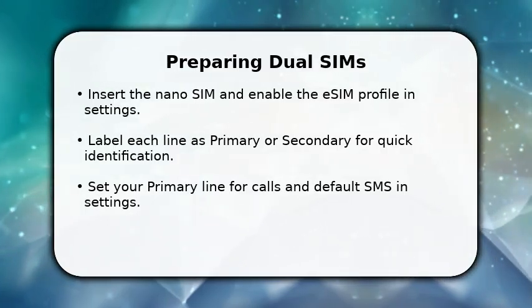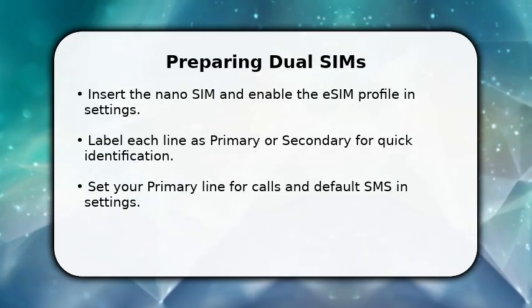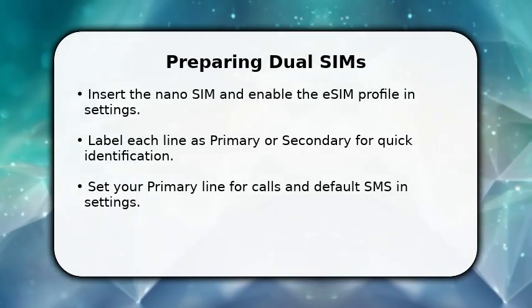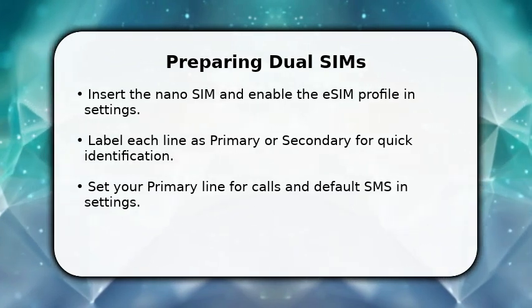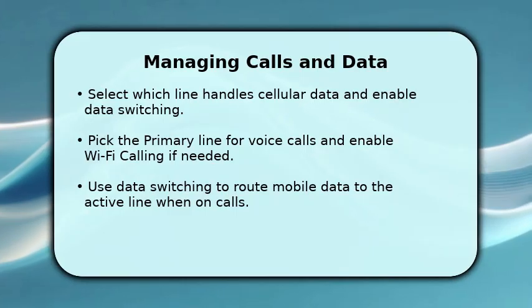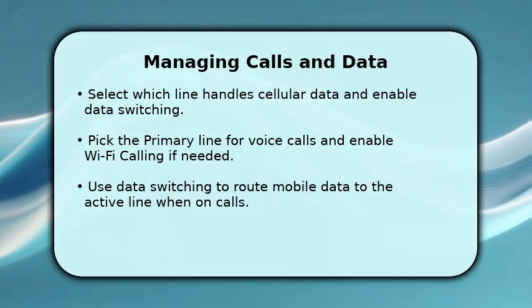Label each line as primary or secondary so you can identify them quickly. Finally, set the primary line for calls and default SMS in the same settings menu. Next, manage how calls and data function on both lines for daily use.